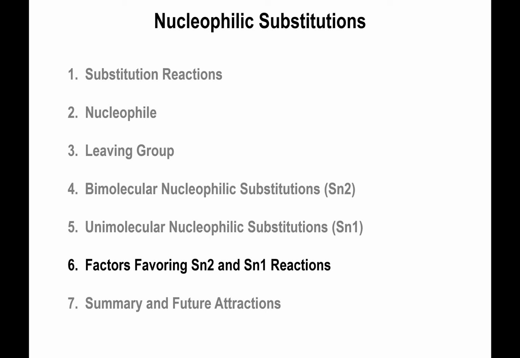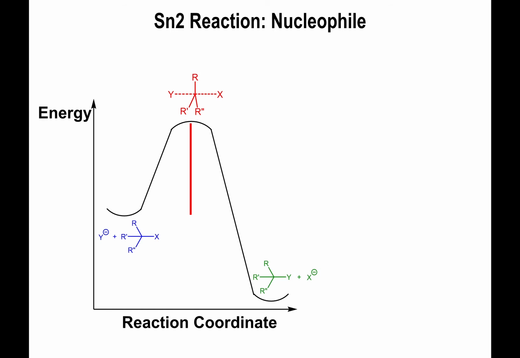Let's talk about the factors that do favor Sn2 reactions. In the previous video, we discussed the proposed mechanism that explains the course of an Sn2 reaction. And in an Sn2 reaction, you have the nucleophile beginning to attack the electrophile, partially forming a bond. All the while, the leaving group begins to break its bond. And this ultimately leads to formation of your new organic product and your leaving group.